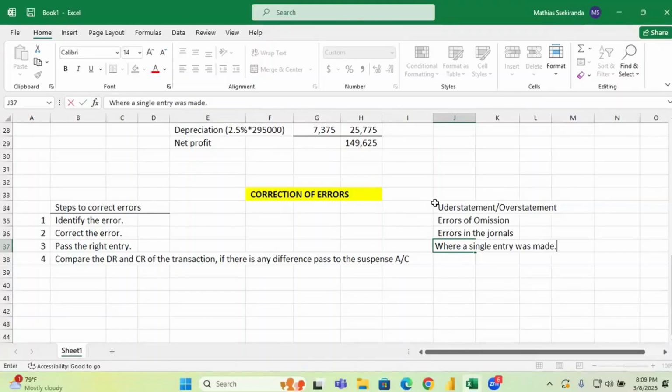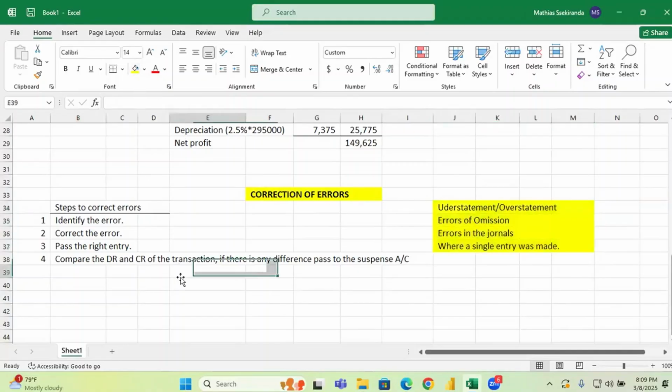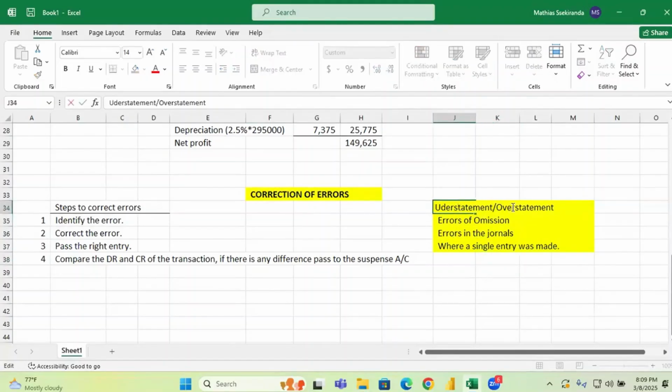Now I said, these errors that I've stated here, whenever you come across them, don't even think about the steps, because for them, we don't follow steps. They are obvious. How are they obvious? Errors of understatement or overstatement. At times, the examiner calls them undercast or overcast. They took a lower figure or they took an excess, and you just need to reduce or increase. Where they took a lower figure, you increase.